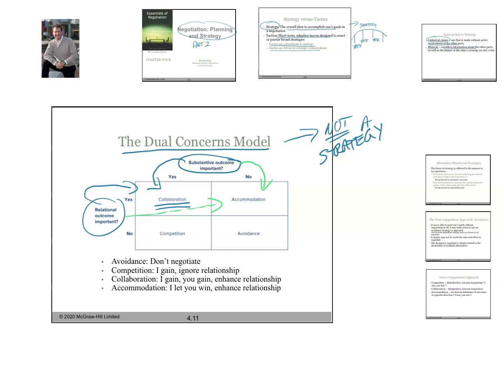That's in the extreme. If the relational outcome is not important here, and the substantive outcome is really important, we get this idea of competition or being competitive. And what this means is that we are putting our interests front and center and going for what is important to us in the negotiation and not considering the relationship all that much. It doesn't mean we want to inflict pain in some way or have the person leave with a horrible deal. We're just not thinking about them very much.